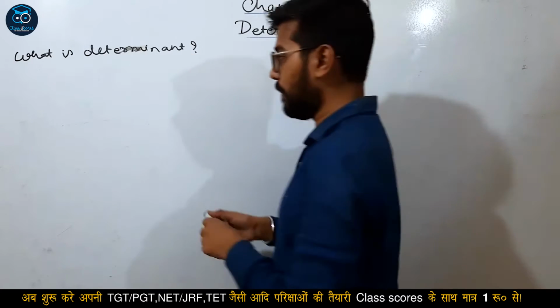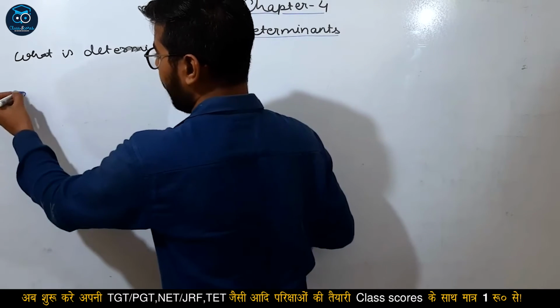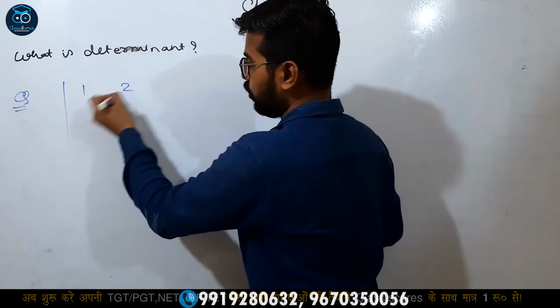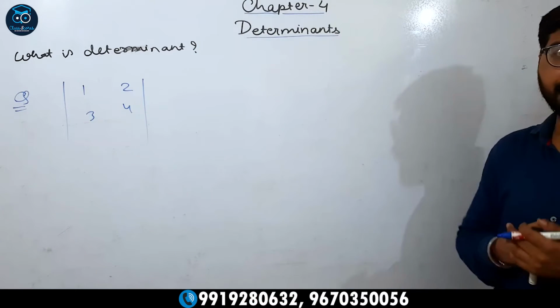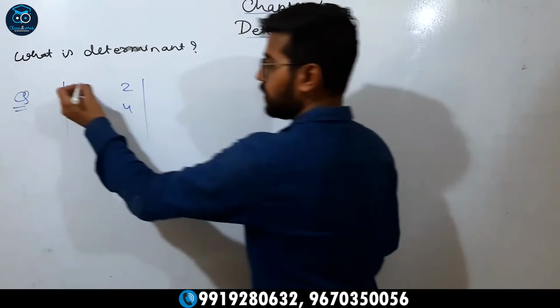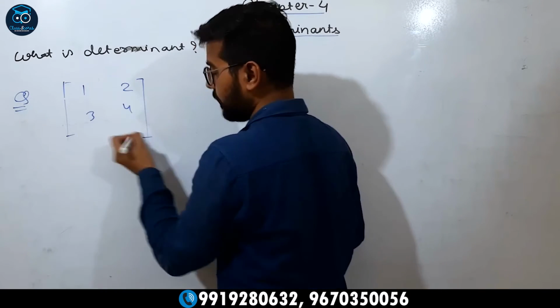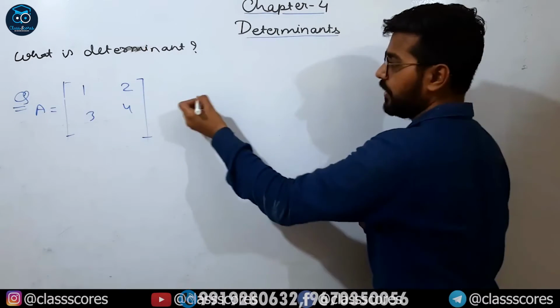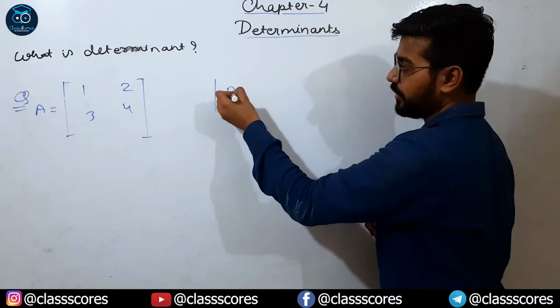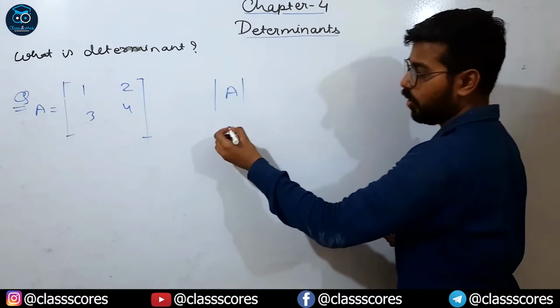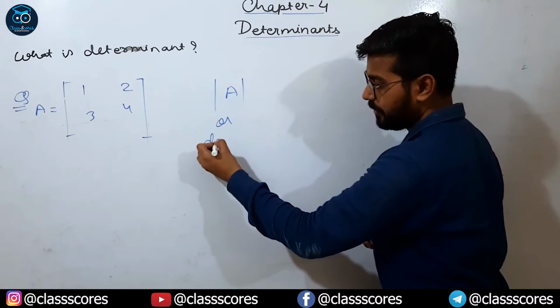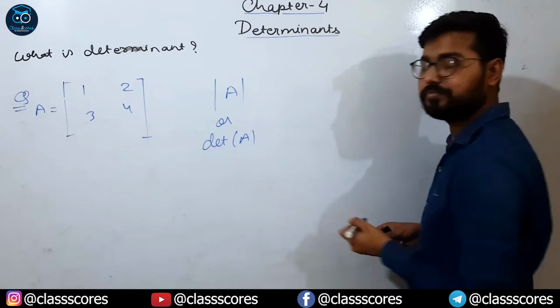Okay, suppose a matrix is given of order 2 by 2: 1, 2, 3, 4. We need to find the determinant of this matrix. This is matrix A. If we need to find the determinant of this matrix, we can denote the determinant by this, or we can say determinant of A.